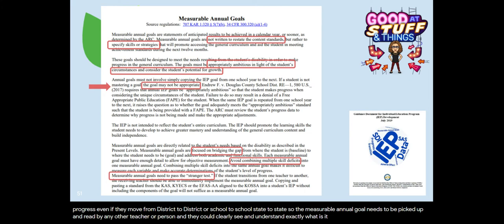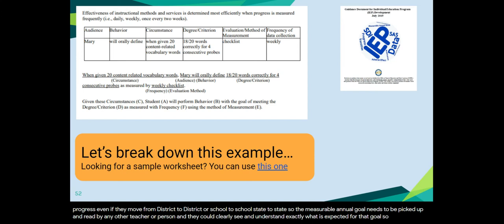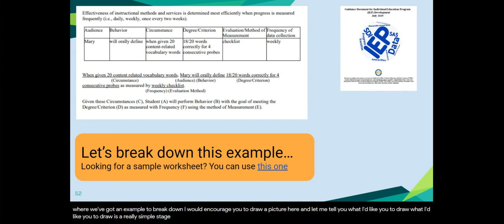So on our page where we've got an example to break down, I would encourage you to draw a picture here. And let me tell you what I'd like you to draw. What I'd like you to draw is a really simple stage, and then I'd like you to put a student in the middle of that stage. And the reason for that is this. When I'm thinking about the stranger test, I'm thinking about being able to see and reproduce the goal and being able to see and reproduce the progress monitoring system so that I can continue the student's learning.